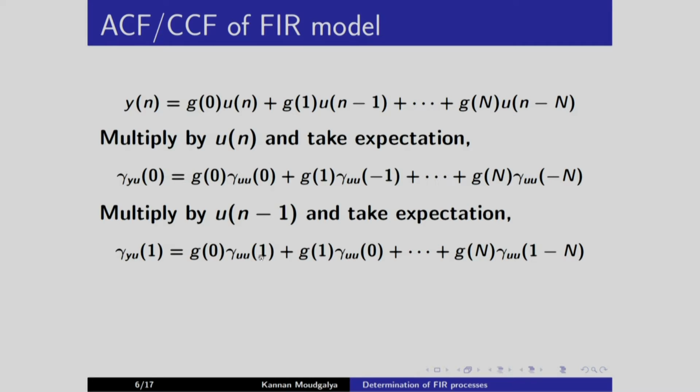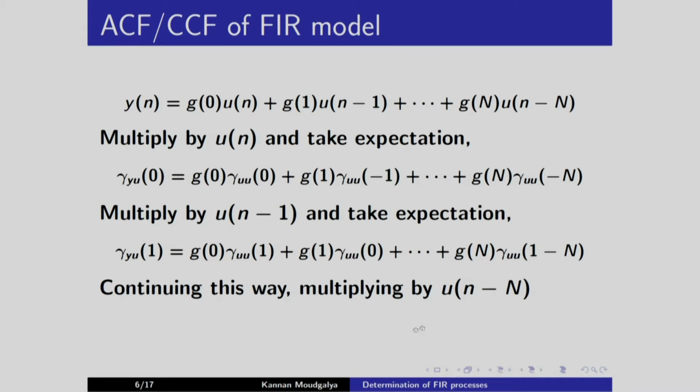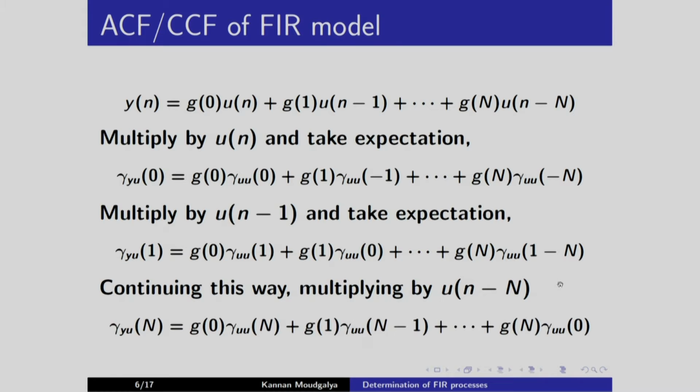Plus 1 it becomes 1 here, plus 1 it becomes 0, plus 1 it becomes 1 minus n. You continue this way and finally arrive at u of n minus capital N. Multiply both sides by this and take expectation, and you get this. I would want you to verify that all these entries come out to be this way.